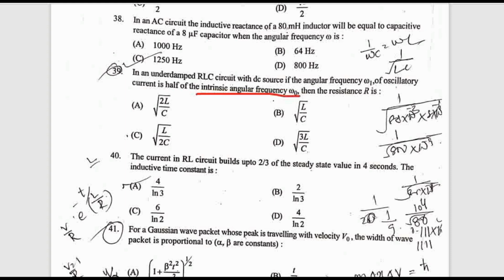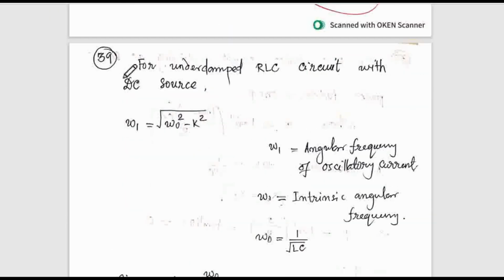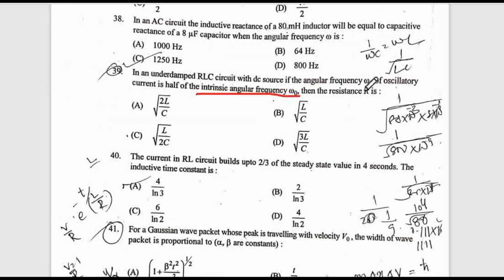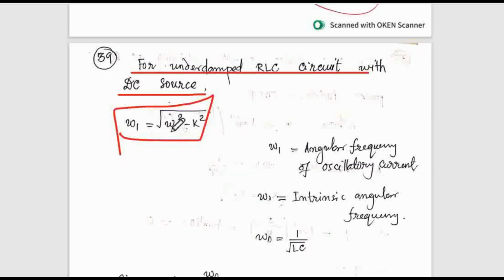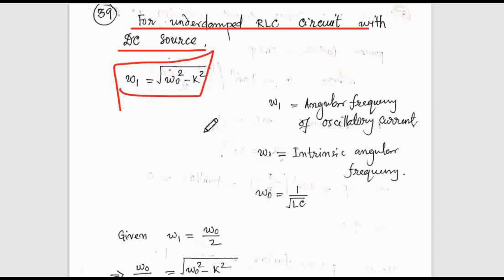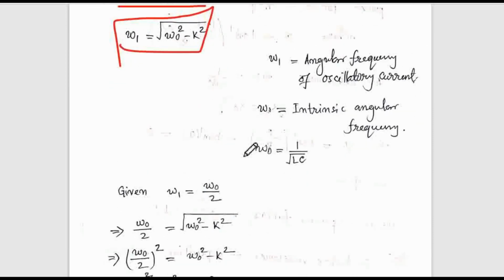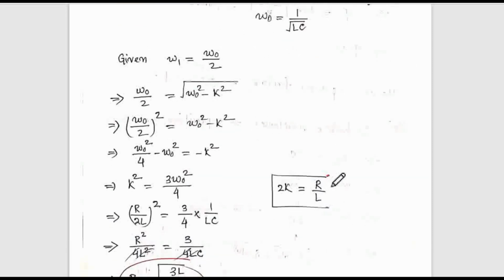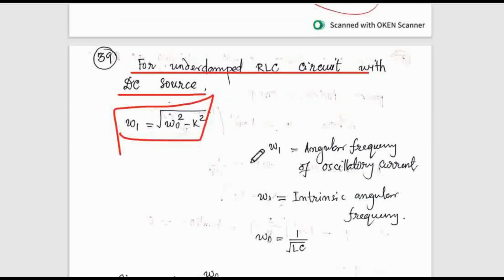Now, if you see the solution at the underdamped condition, what is this omega 1? It is the oscillatory current angular frequency. Omega 1 is equal to root over of omega naught square minus k square, where 2k is R by L. So k will be R by 2L, and k square will be R square by 4L square. This is the formula to apply.